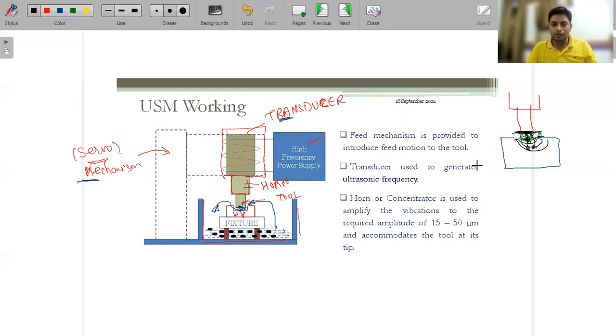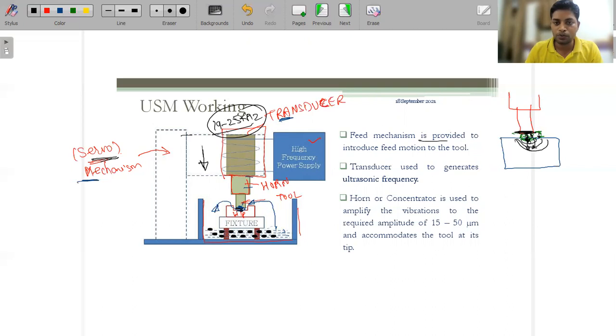That's why we are using the servo mechanism. In the servo mechanism, we initially note down how much time it takes, for example, when we have maintained some gap and switched on the supply working at the ultrasonic frequency, to remove a specific amount of material. Accordingly, we maintain the speed of the transducer connected with this mechanism, and we feed it downward. So we are just keeping a constant gap between the workpiece and the tool. This is basically the working part.